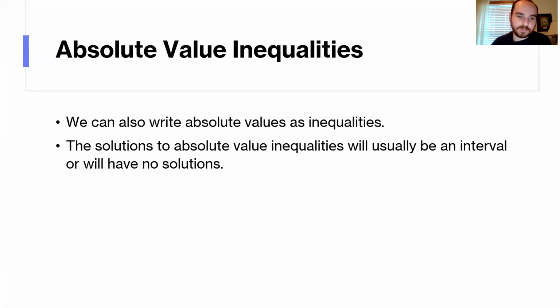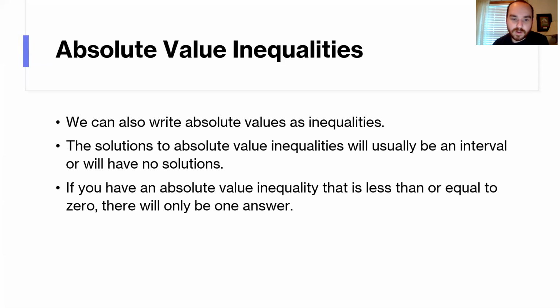Now, these are a little bit trickier. The solutions to these are like they would be in normal linear inequalities. They're going to give you an interval, but it's either going to be an interval or have no solutions. The very rare example would be if you have less than or equal to 0, then there can only be one answer. Specifically, if you had the absolute value of 2x is less than or equal to 0, there's only one possible number that satisfies that specific inequality, and it's 0. But otherwise, except in this very rare case, you're always going to have either some kind of interval or no solutions.